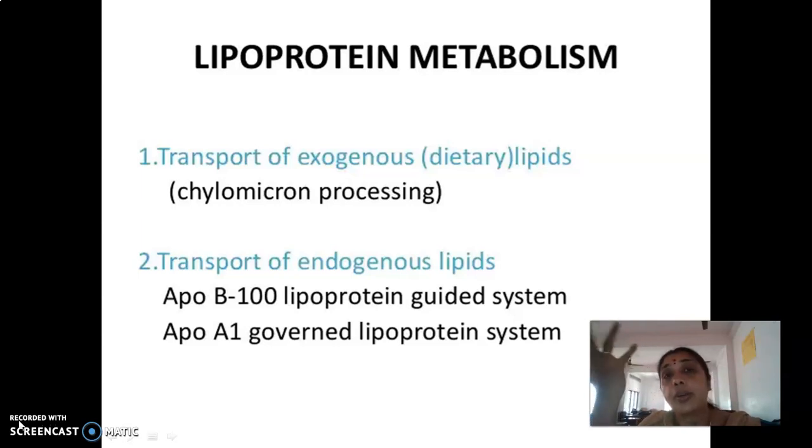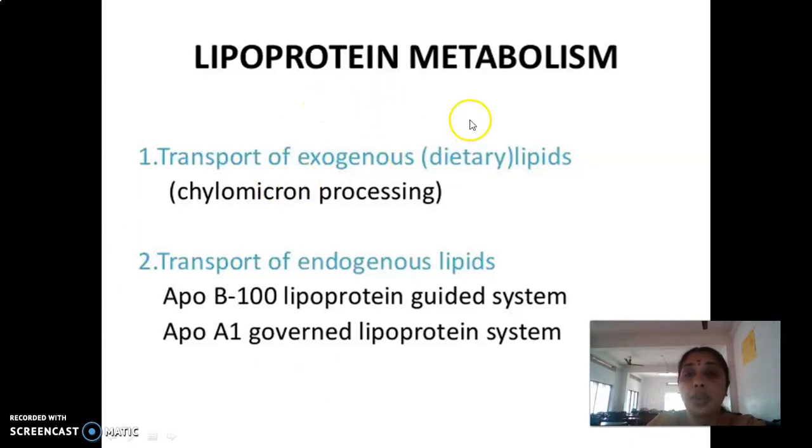And again, on entering into the adipose tissue, the lipoprotein lipase, which is present on the blood capillaries, acts upon these molecules and breaks them up, and the TG contents will be deposited in the adipose tissue and skeletal muscles. So that's how the TGs are getting deposited in the body. So this is the transport of exogenous or dietary lipids.